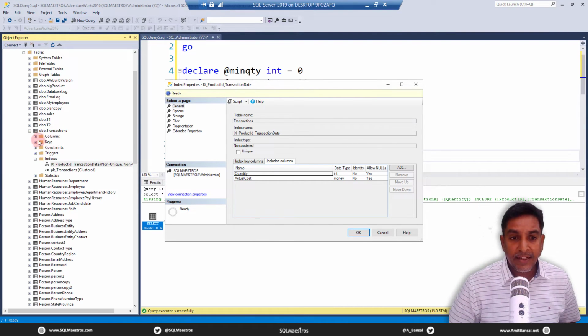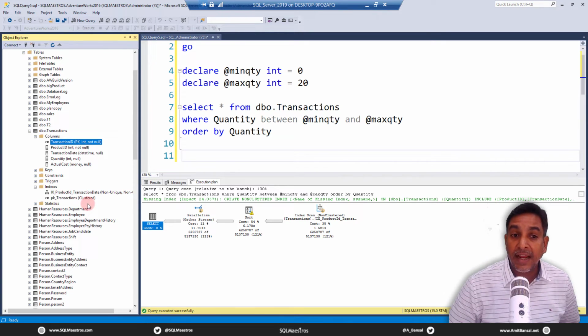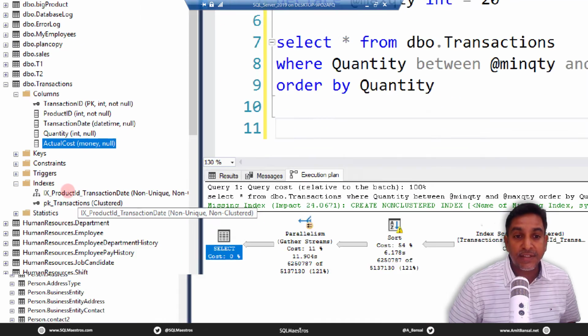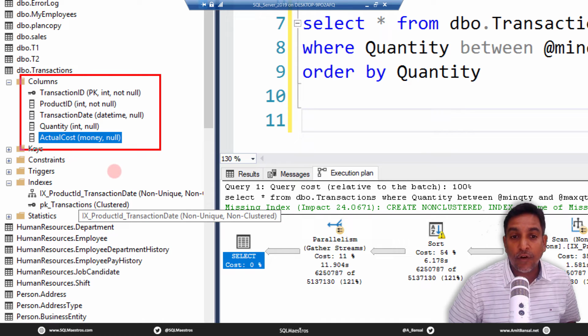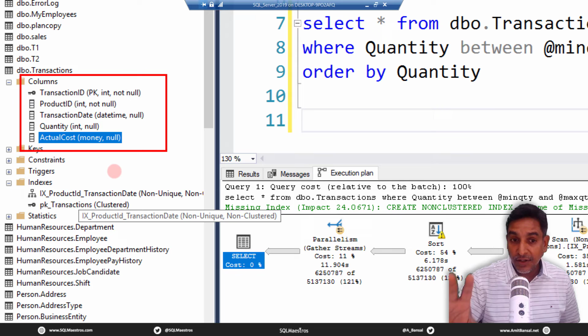If I go and expand the columns here, I can see that this table is a small table, looking at the number of columns. We have transaction ID, which is the primary key. Then we have product ID, transaction date, quantity, actual cost. So we precisely have 5 columns.